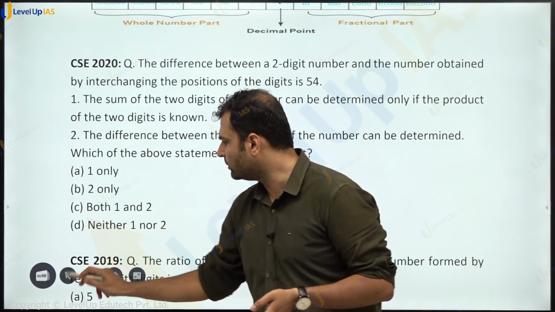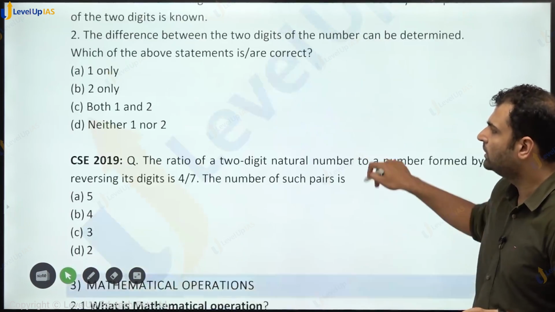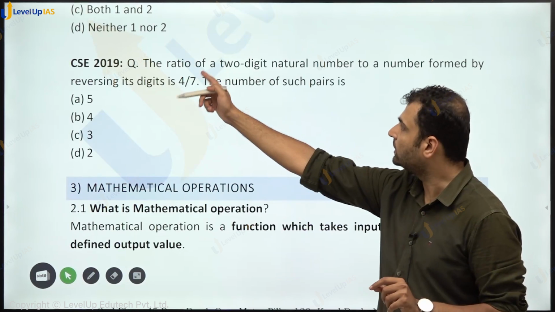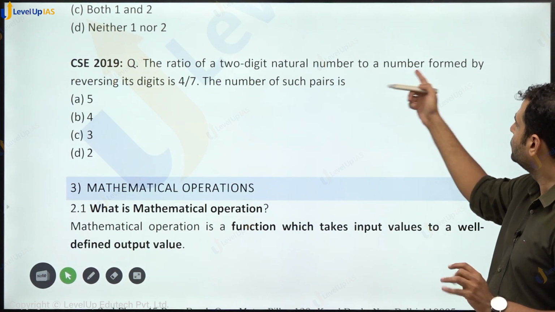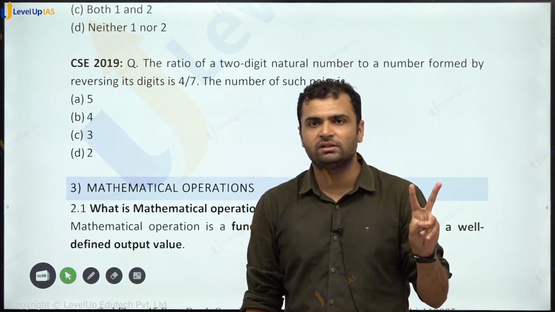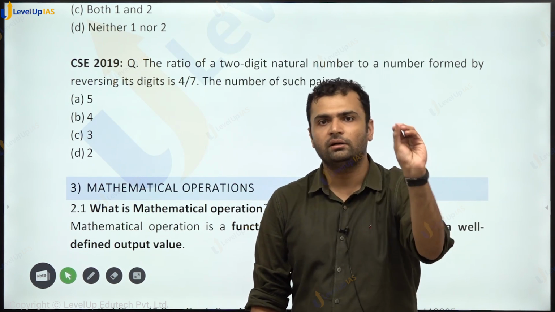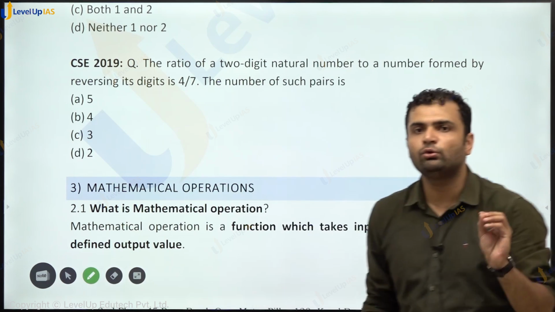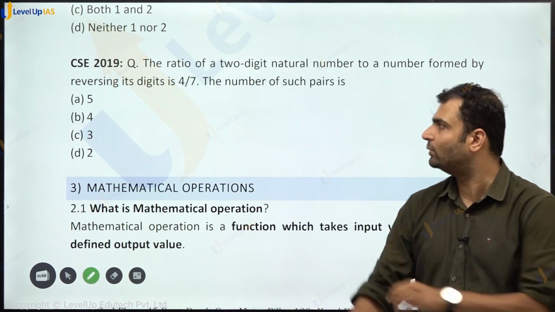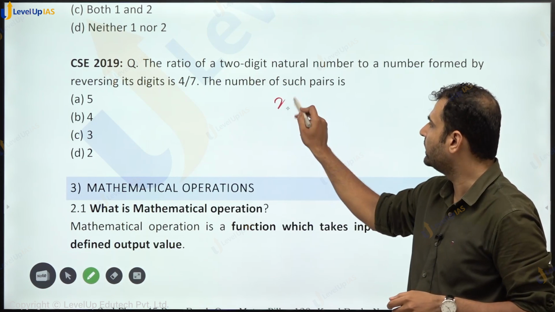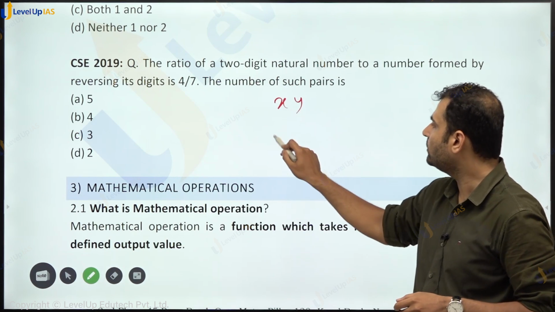Let us look at one more question. Again, a very simple question. Observe the question: the ratio of a two-digit natural number to the number formed by reversing it. So the two-digit natural number, its reverse, and their ratio is given. That is the identifier that you have to proceed by place values. Let us take the two-digit number xy. Its reverse would be yx.